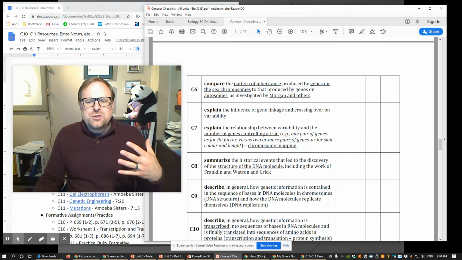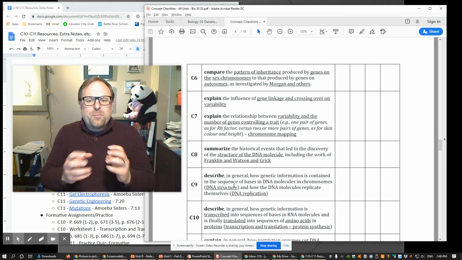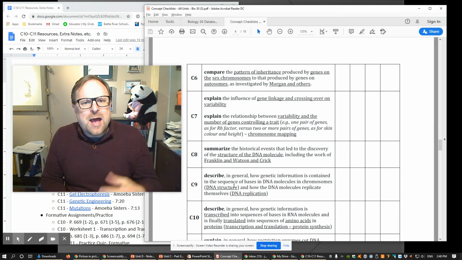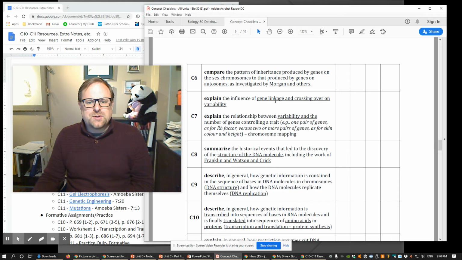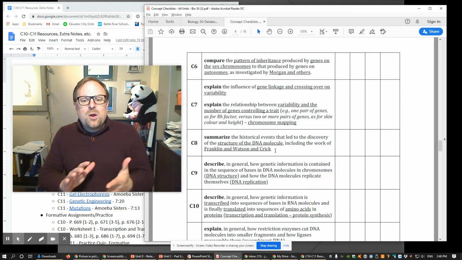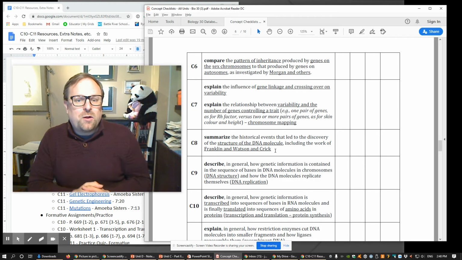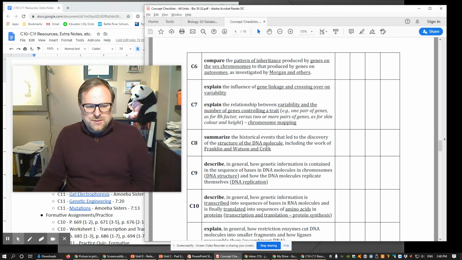We went into the research of Morgan and other patterns of inheritance that came out from that, like sex-linked characteristics. We talked about gene linkage and crossing over and how we can relate those. Then we did a bit of a history lesson in C8, and we talked about what went on to discover that it's actually DNA that was the molecule for inheritance.